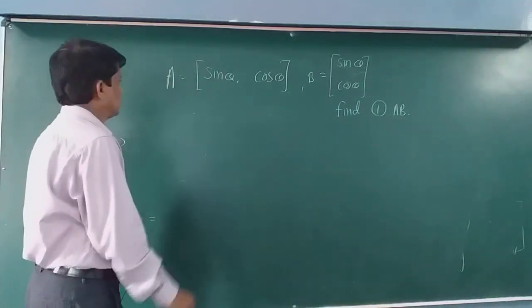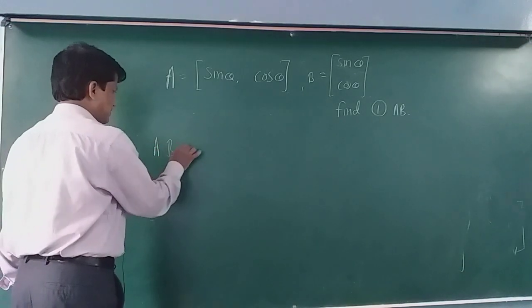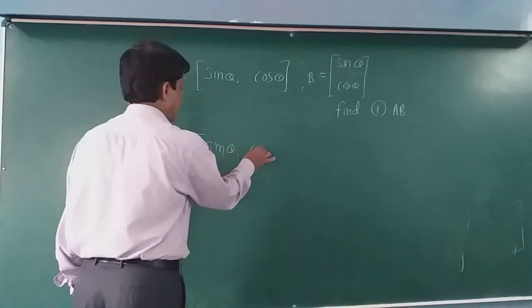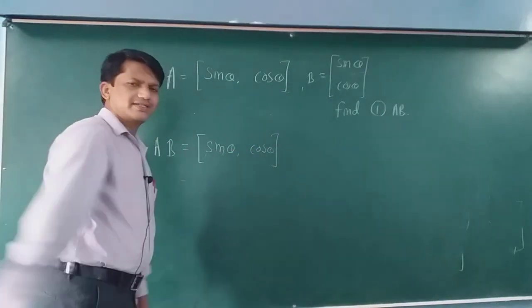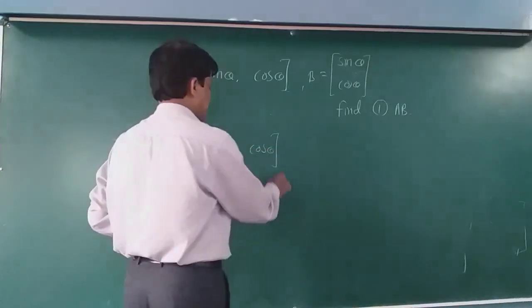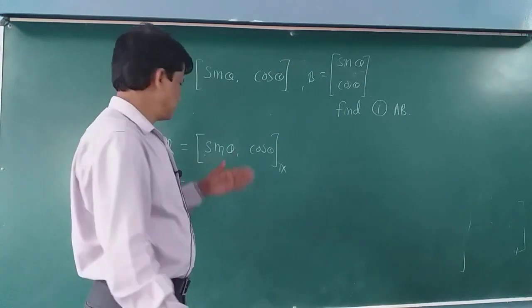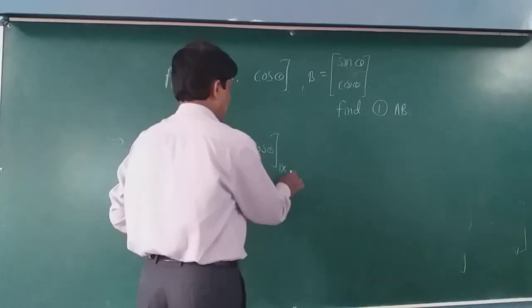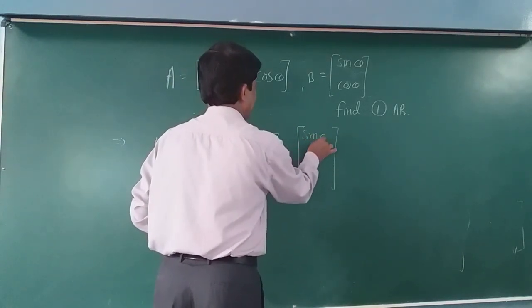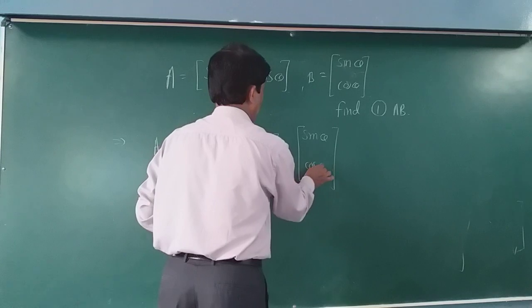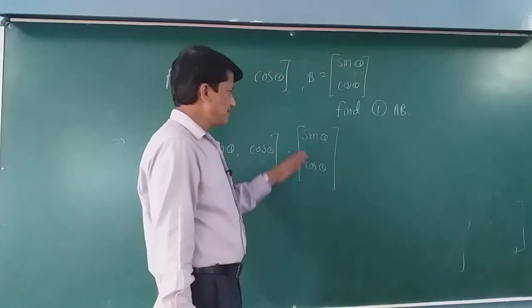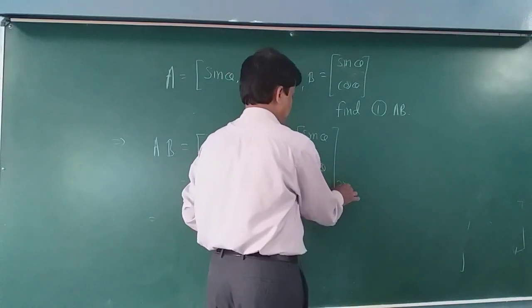Okay, what is the product of this? AB is equal to here. What is the A matrix? Sine theta and cos theta. What is the order of this matrix? Order, how many rows? Only one row. So this is 1 by, columns are column number 1, column number 2, 1 by 2. And here another matrix having sine theta and here cos of theta. What is the order of this second matrix? 2 rows. Columns are 1.